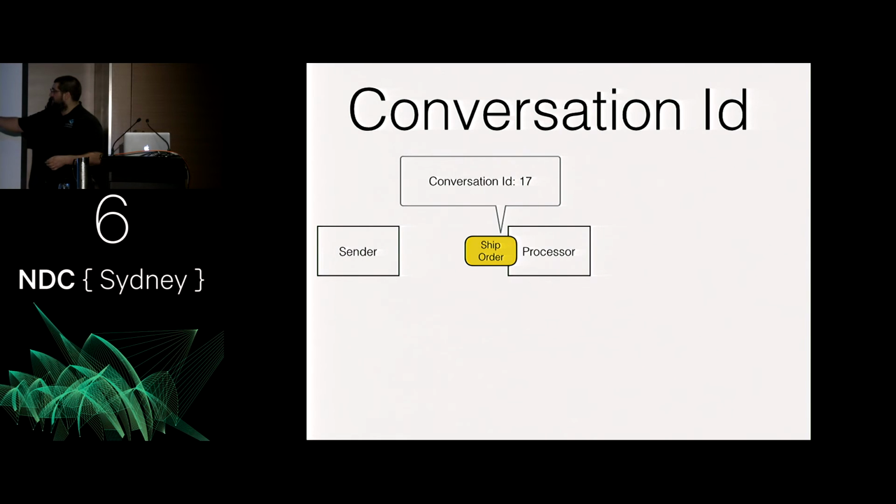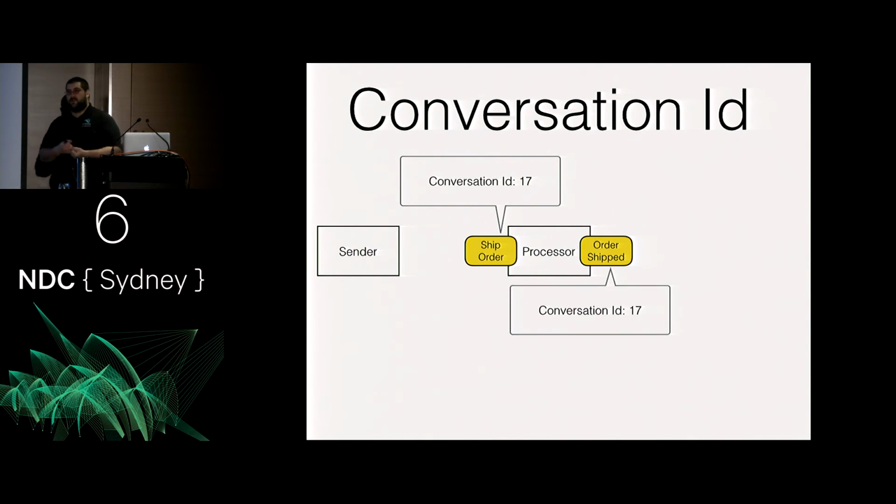So as a result of processing ship order, we might be publishing an event saying order shipped. So the infrastructure is going to take the conversation ID that we have for the incoming message and copy it into the outgoing message. It's kind of a sticky identifier that's going to travel through the system. And when the order shipped event gets handled at the other end, if that results in more messages, those messages will also have the conversation ID 17.